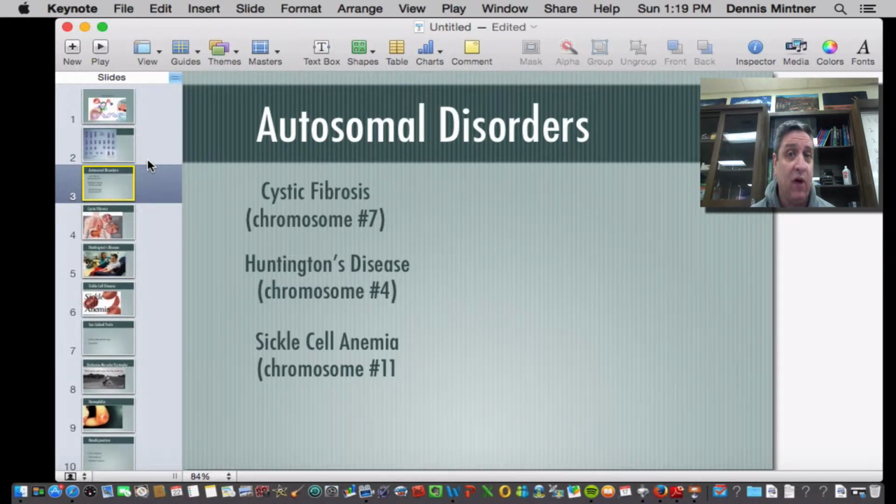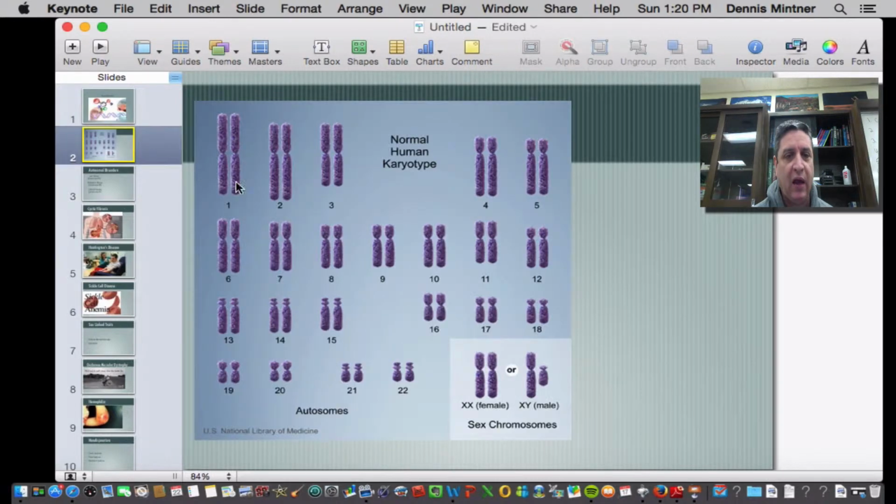The three that we're going to talk about, there are thousands of these. Three we're going to talk about is cystic fibrosis, which is transmitted on chromosome number 7. So if we go back, chromosome number 7 in here, if you've got the faulty genes causing cystic fibrosis, they'll be on this chromosome. You'd have to have a recessive and a recessive on this chromosome.